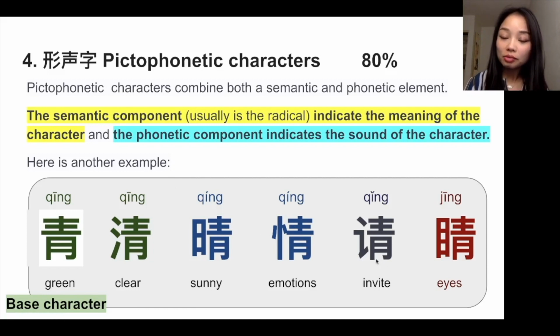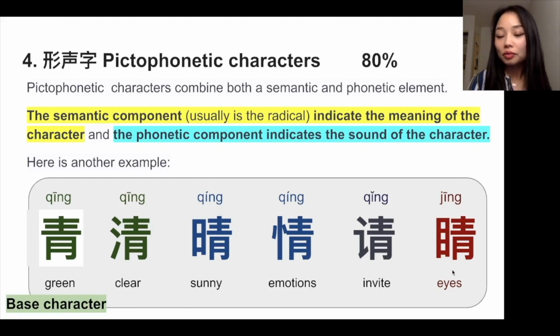Similar to this one. And then look at this one. It has the base radical. When you add this, the speak or speech radical, you will invite someone through talking or speaking. So this character means to invite. And the pronunciation is qing, the third tone. So the sound is quite similar to the original base character, because they add something there, so that's normal.